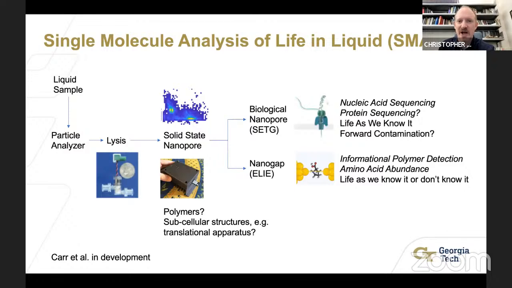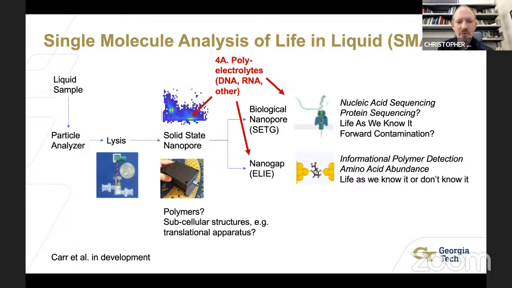So we're currently trying to assemble these different technologies into one system that we envision called single molecule analysis of life in liquid. What we anticipate is being able to analyze cells or particles, lyse them, and do an initial screen with a solid state nanopore, where we would hope to identify potential informational polymers or perhaps a translational apparatus. Then, if warranted, that same sample could be passed on to a biological nanopore sequencing device to identify any forward contamination or life as we know it, or to a nanogap-based device to seek evidence of life as we know it or don't know it.